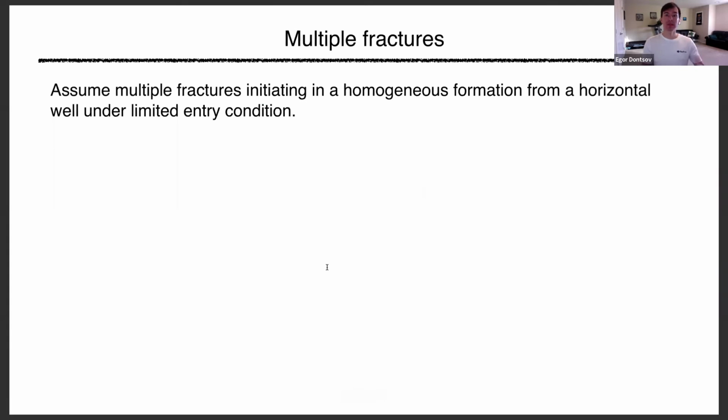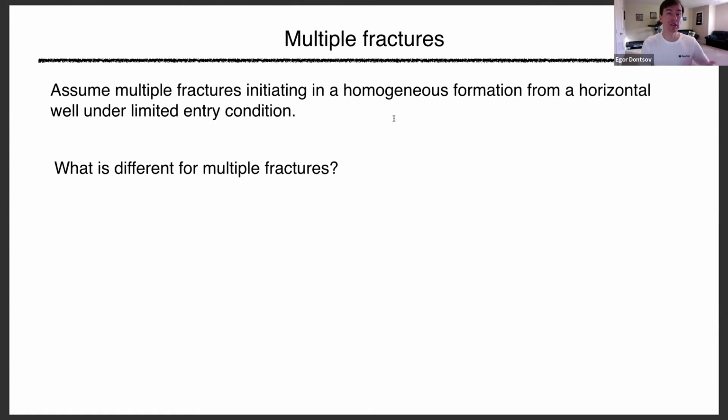And now let's think about the multiple fractures, because that's the main goal of this presentation, right? So we assume the simplest problem: multiple fractures which are all initiating in a homogeneous formation from a horizontal well and under limited entry conditions. So basically, we are saying that the flux distribution to every fracture is uniform, so each fracture has the same amount of flux. And homogeneous formation, basically, again, what I want to say is that if you have a single fracture, it's going to be radial. Now we add more fractures, so how radial are they going to be, right?